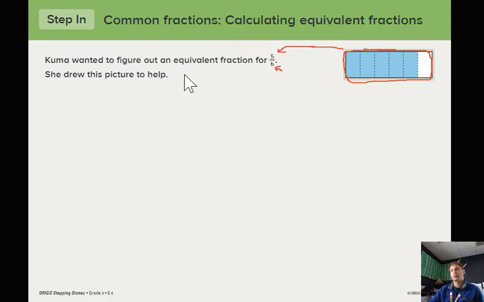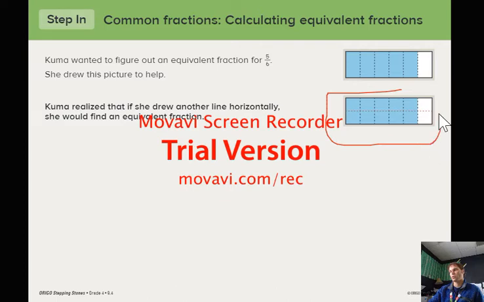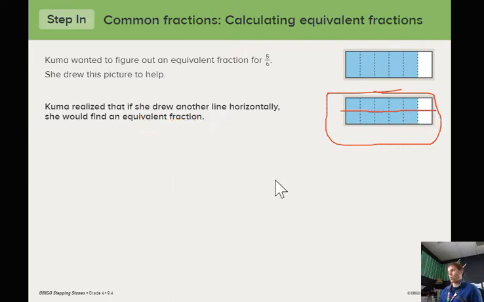And she's trying to find a fraction that's equivalent to 5/6. So equivalent means equal to, right? So we have another fraction bar that she drew. And in this one, what she did is she drew a horizontal line right through the center. And she realized when she did that, it was like, whoa, I found an equivalent fraction. Think about what that equivalent fraction is that she found.